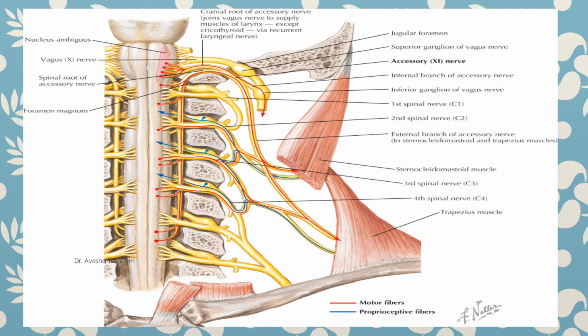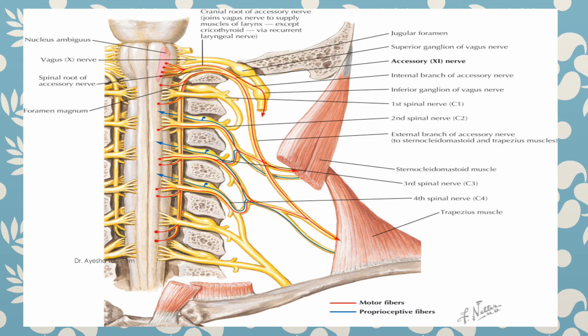Here you can see this is the cranial root of the accessory nerve that arises from this nucleus ambiguus. This is the nucleus ambiguus in pink color, and the cranial root arises from here, and its fibers are distributed after coming out of the jugular foramen with the vagus nerve, while the fibers of the spinal root of the accessory nerve arise from the first 5 segments of the cervical part of the spinal cord.